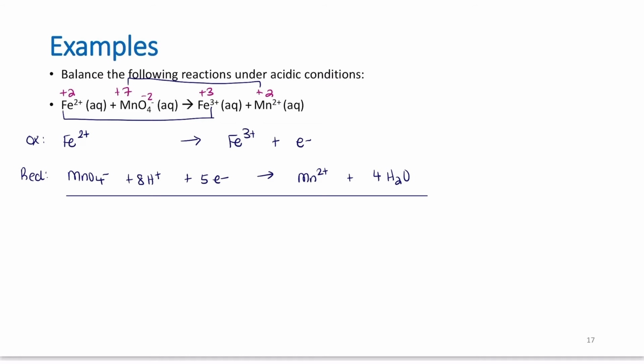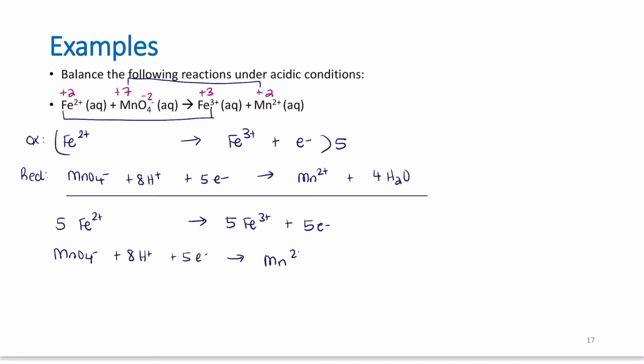Now I need to go ahead and multiply the reactions. I need to multiply this top reaction by 5 to equalize my electrons. So that will give me 5 Fe2+ giving me 5 Fe3+ and 5 electrons. And the second reaction remains the same. MnO4- plus 8H+ plus 5 electrons, giving me Mn2+ and 4 waters.